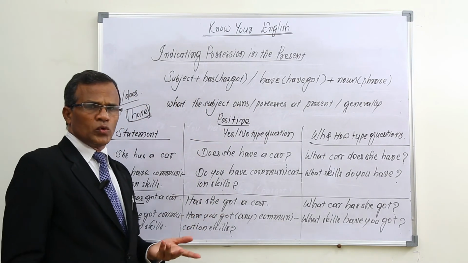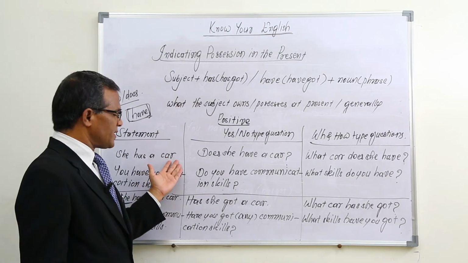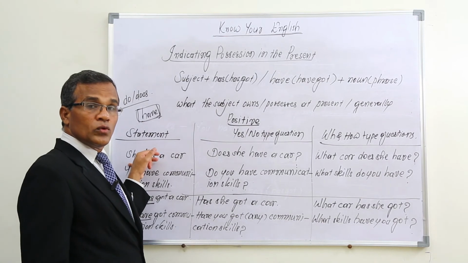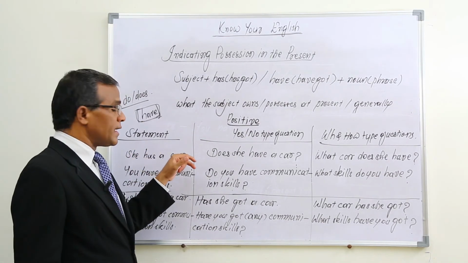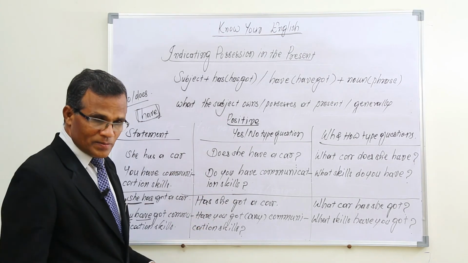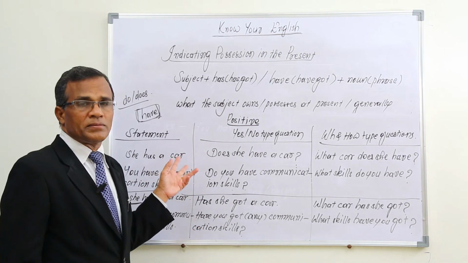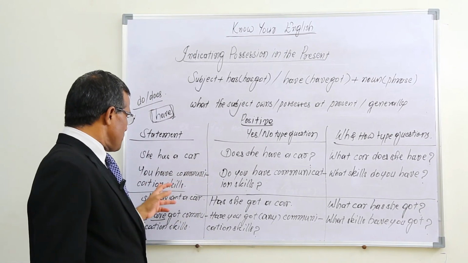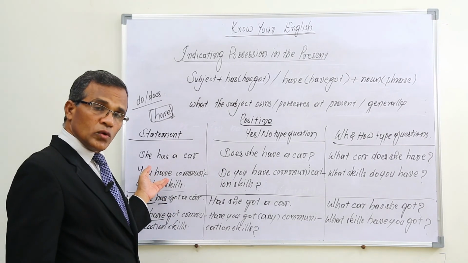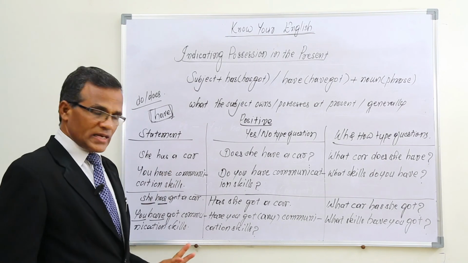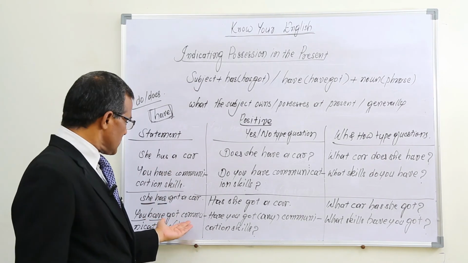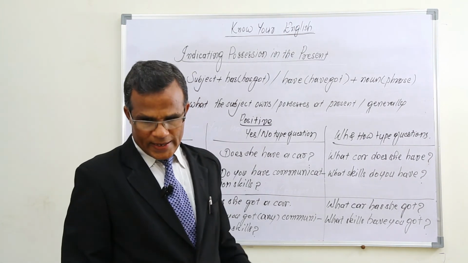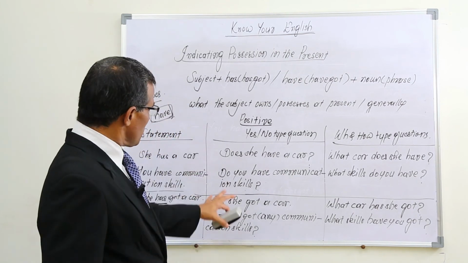If it is a question with who, this is quite common. For example, she has a car. To put a question with who, simply remove this she and you can frame a question. Who has a car? She has a car is a statement. If you use who instead of she, it becomes a question. Who has a car? And for example, you have communication skills. Removing you, if you use who have communication skills, or who have got communication skills, who has got a car, like that we can frame questions also. And so by this we have completed the positive forms.